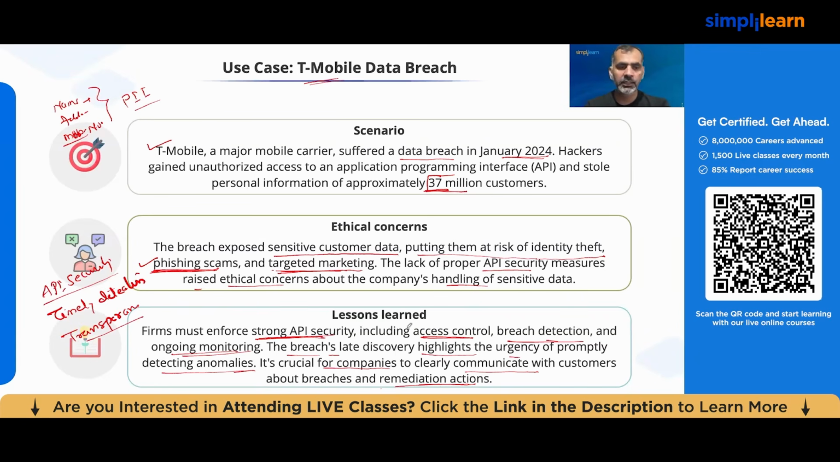Any question here? Any other scenarios which are coming to your mind? Does anybody know about any other incident where we can see these kinds of use cases where we have seen a breach of data, or what is the ethical concern related to that data, and what are the lessons learned from that particular incident? Does anybody know any incident? You're all working in the industry, you must have seen that.